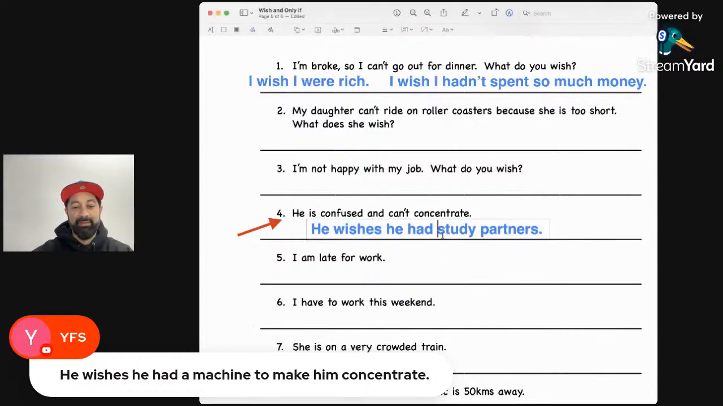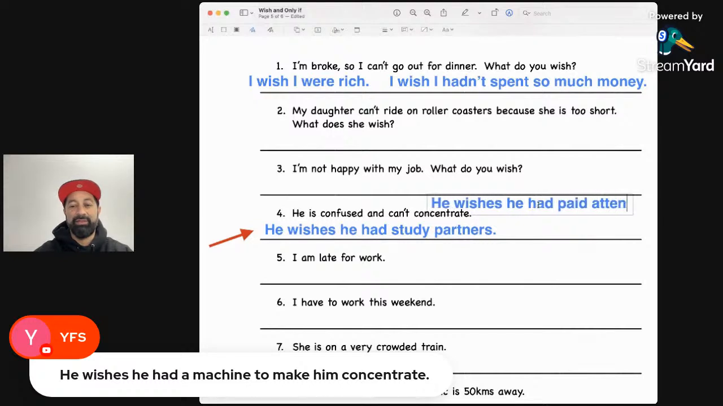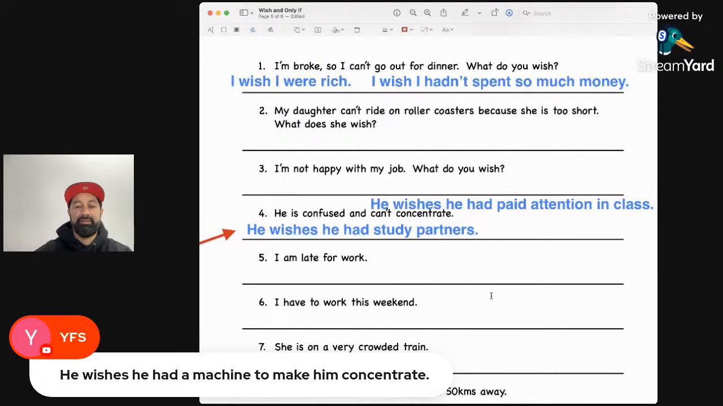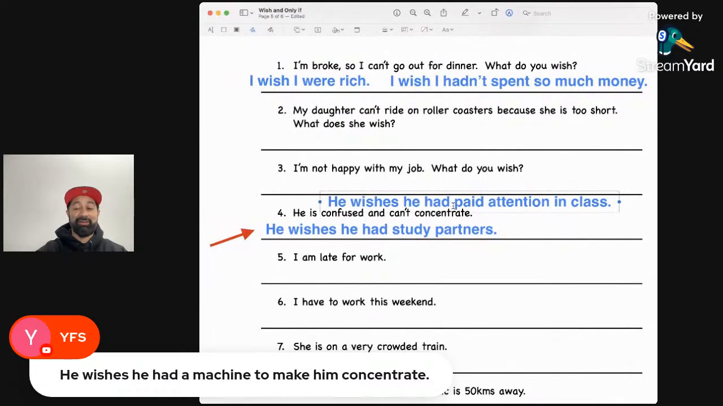I'll put a different one in before we go to number 5. Maybe he wishes he had paid attention in class. Yeah, maybe he's confused and can't concentrate because he didn't listen in class. There's so many different answers. Here, I'm using past perfect.